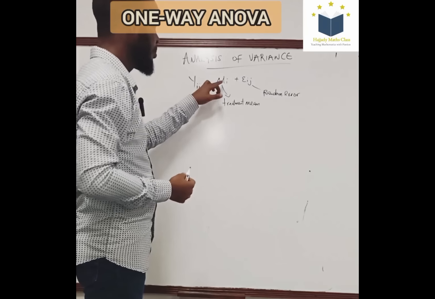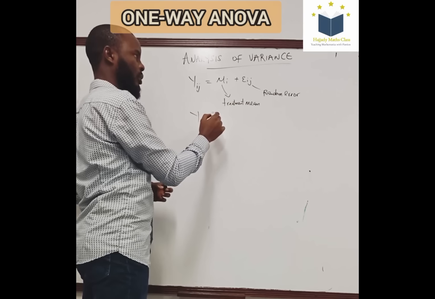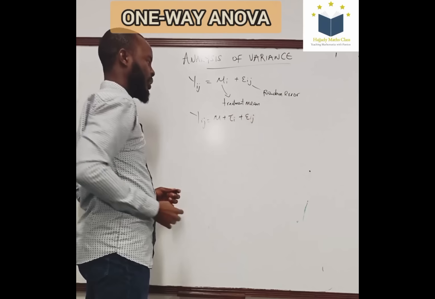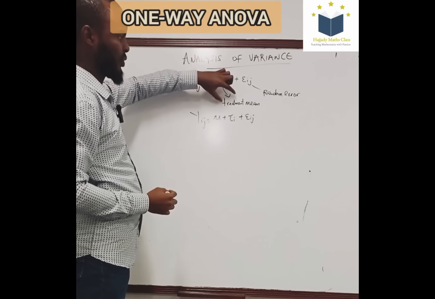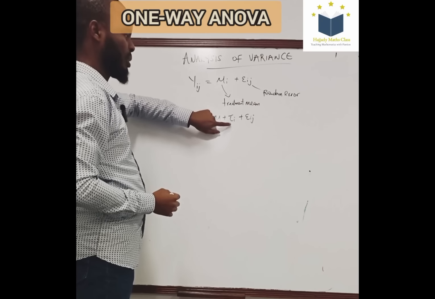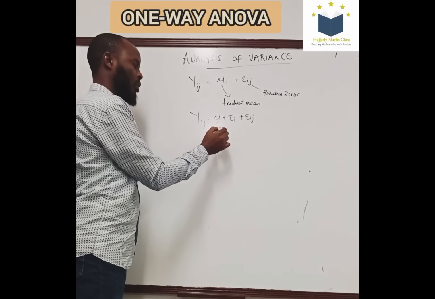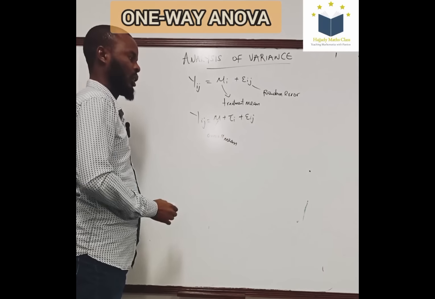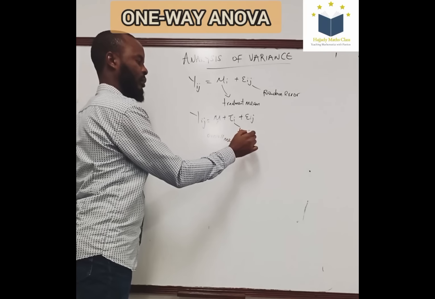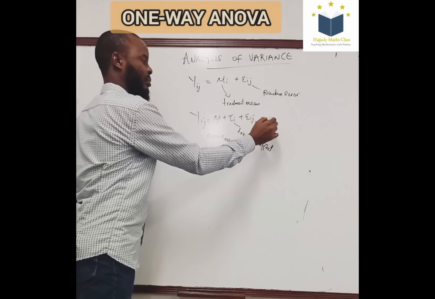So mu i, this model can also be written as Yij equals mu plus tau i plus Eij, where our mean height, which is the treatment mean, can be split as the overall mean and also as the treatment effects. So our mu is known as the overall mean, and our tau i is known as the treatment effect, where our Eij is still the same thing as our random error.